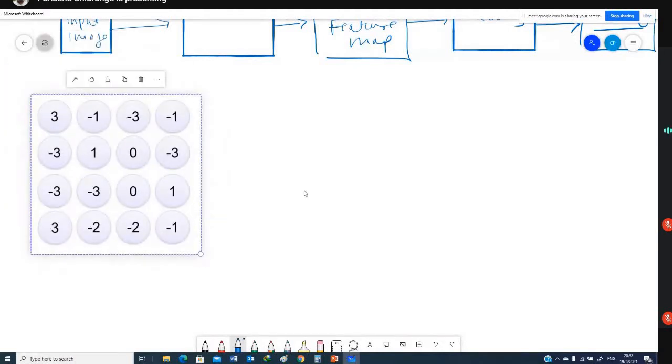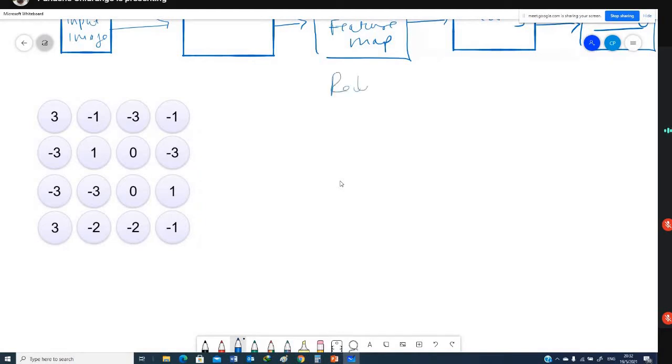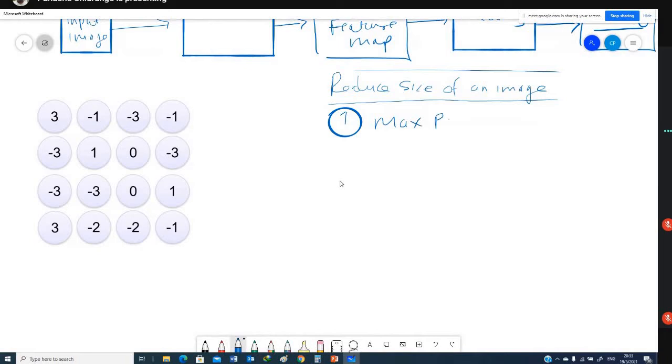All right, so let's look at what pooling is. Pooling will reduce the dimension of an image. So pooling is there to reduce the size of an image. So there are two different types of pooling. There's what we call max pooling, and there's also what we call average pooling. Right? So let's look at max pooling.